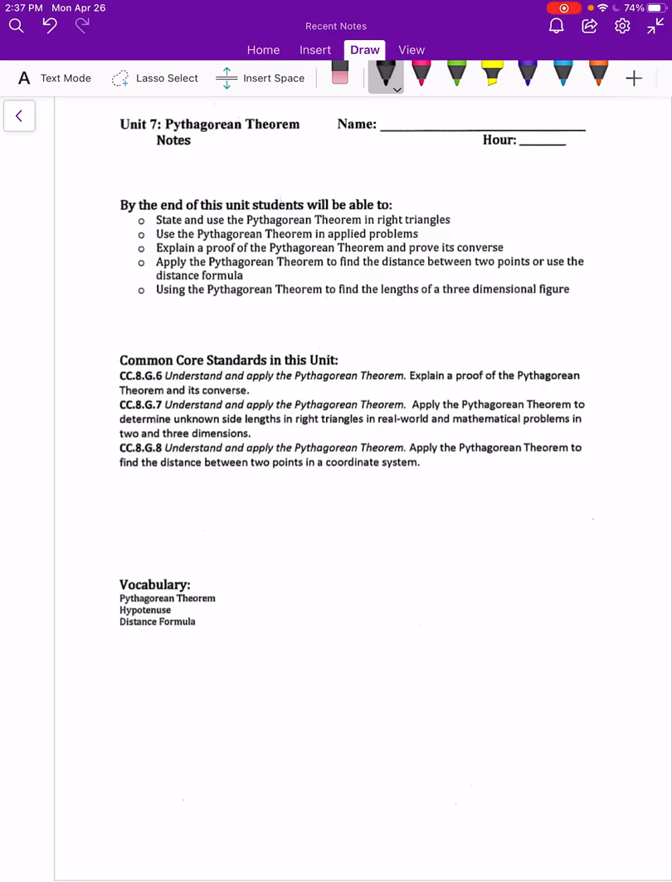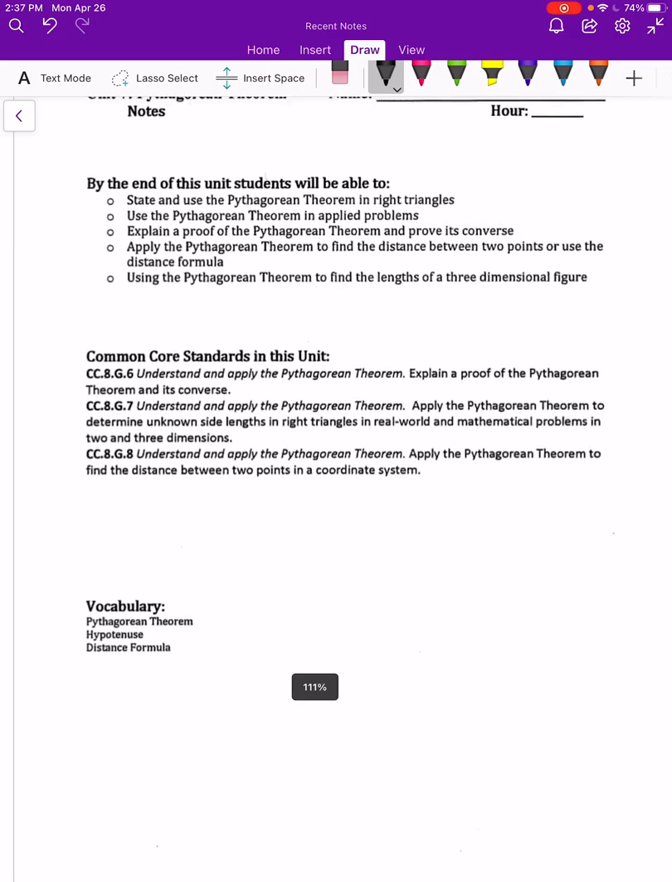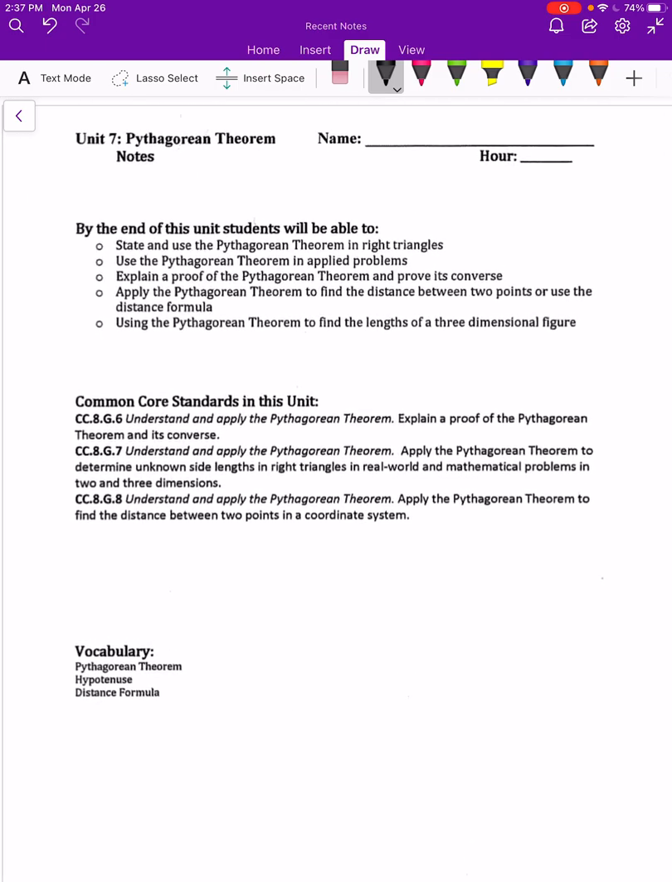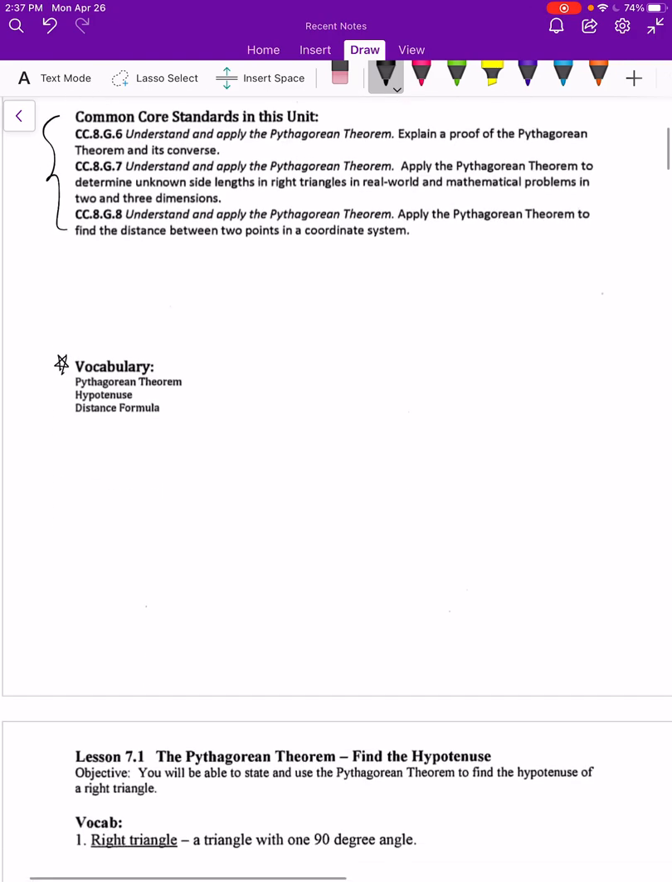So we are starting a new unit, the Pythagorean Theorem, and this will be unit 7 on the Pythagorean Theorem. And by the end of this unit, here are your I can statements that you should be able to use, and this is the Common Core. There are a few vocabulary terms that you need to be responsible for: Pythagorean Theorem, hypotenuse and distance formula, and you will see those on the final exam. So without further ado, here we go.